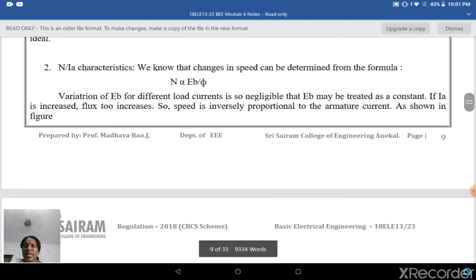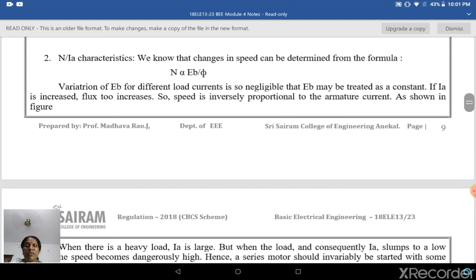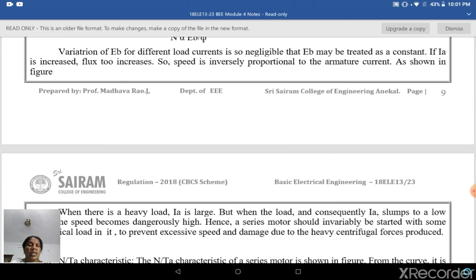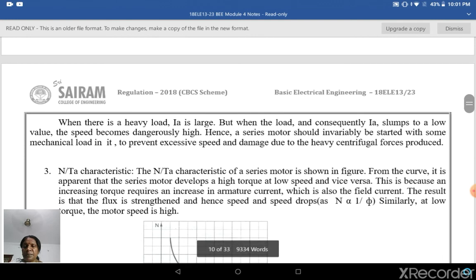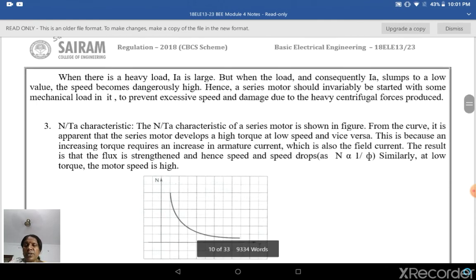Speed versus Ia. The variation of the back EMF for different load currents is so negligible that Eb may be treated as a constant. If Ia is increased, flux also increases, so the speed is inversely proportional to the armature current as shown in the diagram. When there is a heavy load, Ia is large, but when the load and consequently Ia slumps to a low value, the speed becomes dangerously high. Hence, a series motor should invariably be started with some mechanical load to prevent excessive speed and damage due to the heavy centrifugal forces produced.